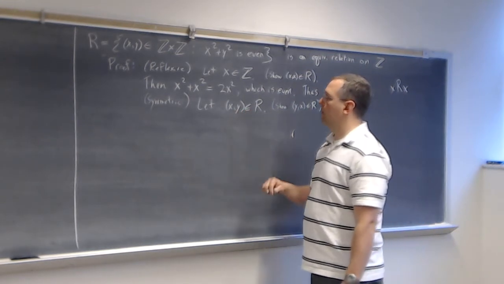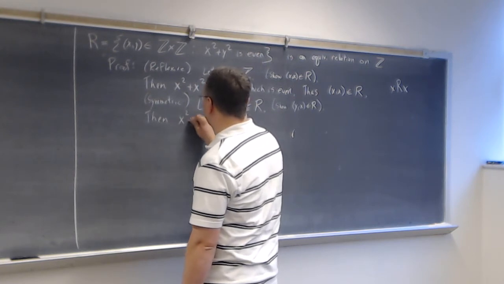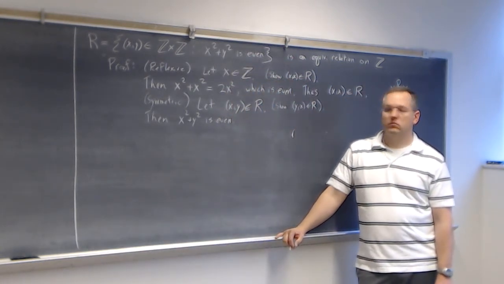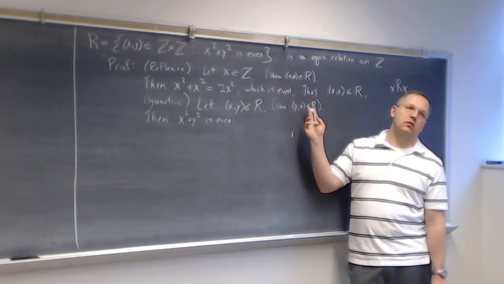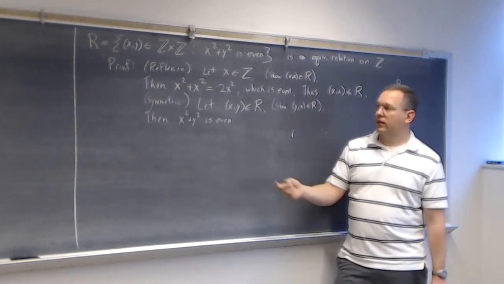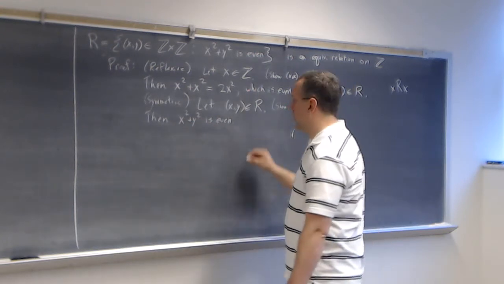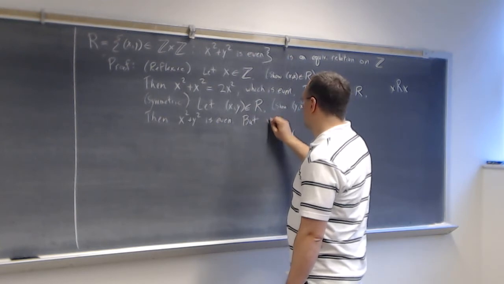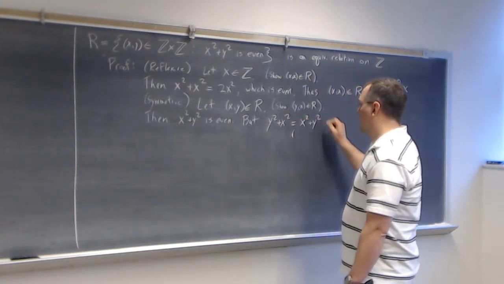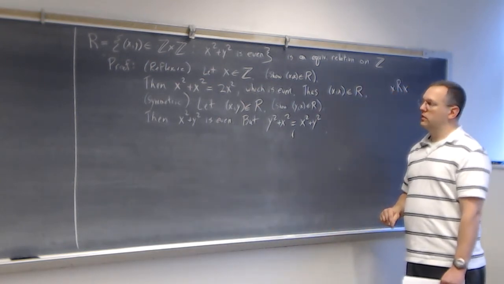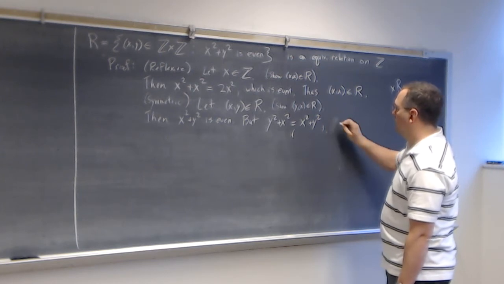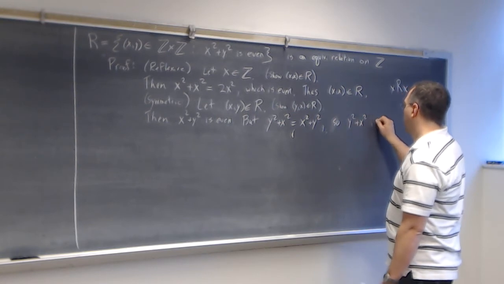So what does it mean for (x, y) to be in R? Then I know that x squared plus y squared is even. How would I show that (y, x) is in R? What is the definition of that? What do I need to know? I need to show that y squared plus x squared is even. But these are real numbers, so we can commute these terms. So y squared plus x squared equals x squared plus y squared, right? You can add real numbers in any order. So y squared plus x squared is even.